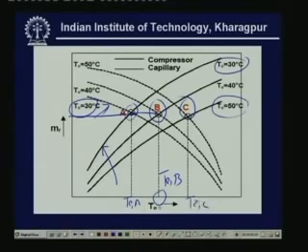evaporator temperature. One thing you can notice here is that as the condenser temperature is increasing, the evaporator temperature at which the balance is taking place is also increasing. So, for example, TEC is greater than TEB and TEB is greater than TA.